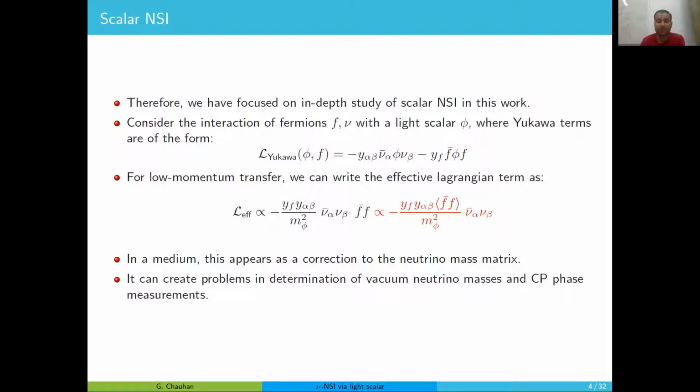finite temperature field theory. And one more point: of course, if the neutrino mass matrix is different in a medium, and when we are doing these terrestrial experiments, this can create problems in the determination of our vacuum neutrino masses, as well as CP phase measurements, because they can create degeneracy between the parameters that we are trying to extract.